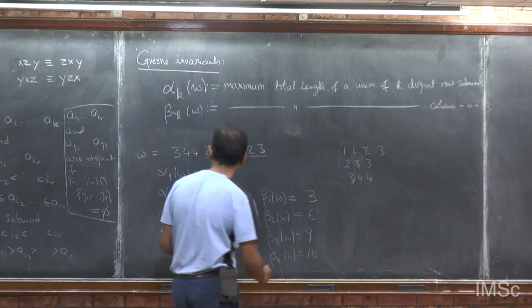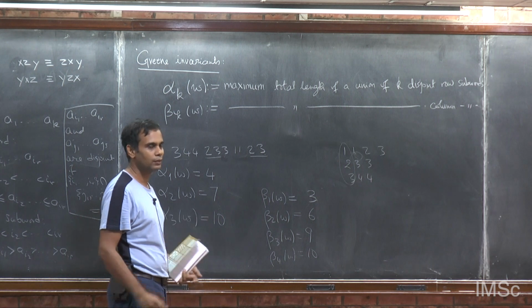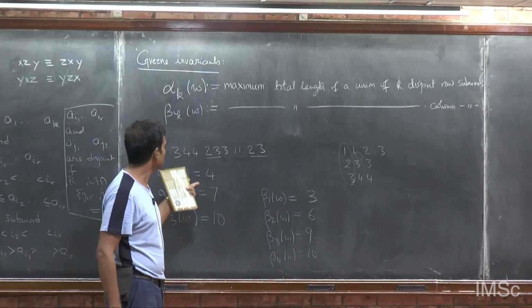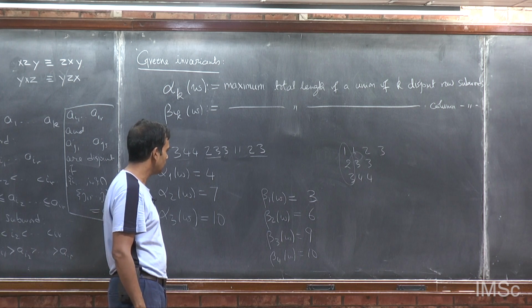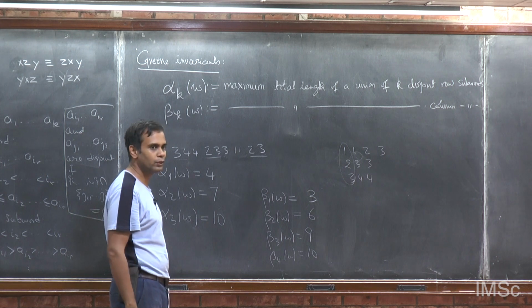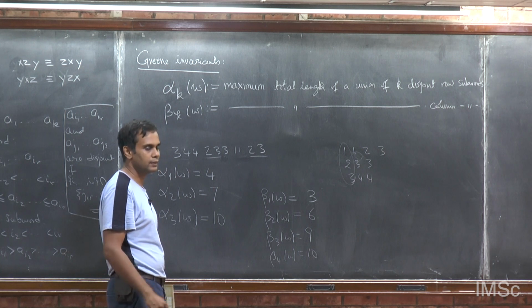Here alpha 4 of w is also 10. Okay, it doesn't change anymore. I've used up all the letters. So this is the calculation of alpha and beta for a tableau. You can also do it for dual tableau. You will get the same answers.